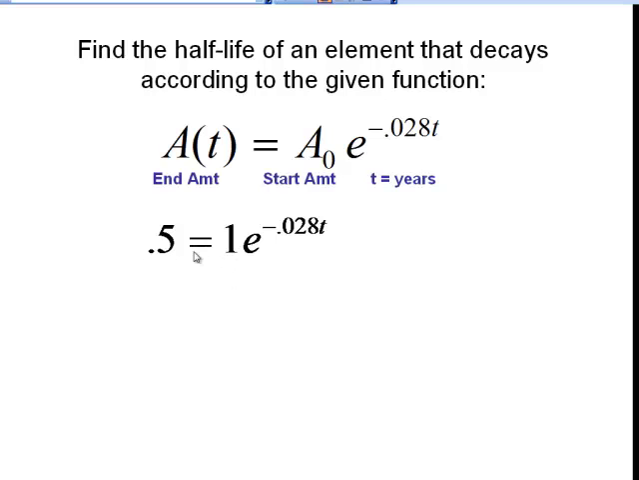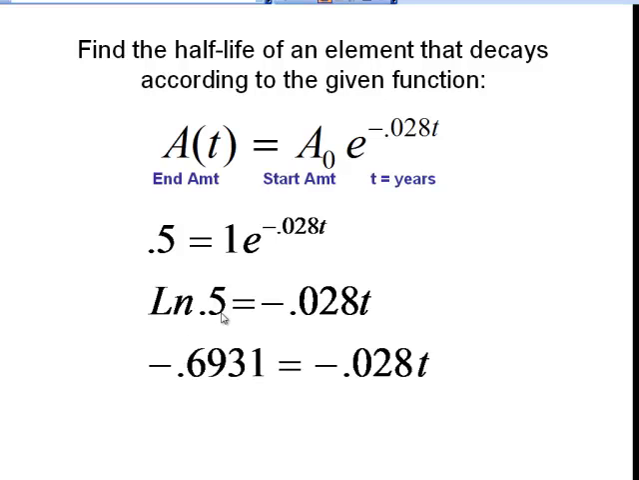Okay, then you have 0.5 is equal to e to the negative 0.028t. You want to solve for t. If you rewrite these as exponents, e is your base, so it's log base e. ln 0.5 is negative 0.028t. Type this in the calculator, it's negative 0.6931. Divide by 0.028, and you get 24.76 years. So whatever element this is, it's going to take almost 25 years to deteriorate.